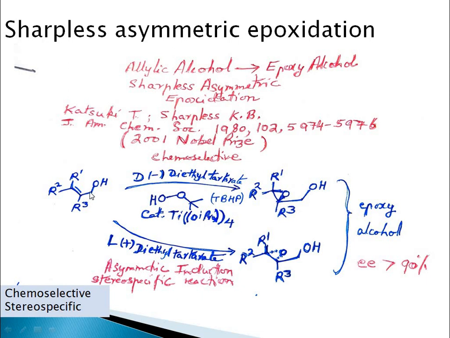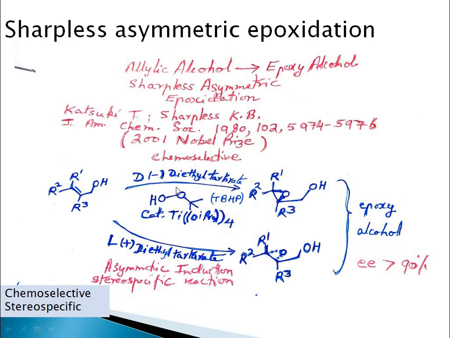So how does this epoxidation occur? This occurs by using diethyl tartrate and TBHP. TBHP is used to basically introduce the epoxide group, which is tertiary butyl hydroperoxide, TBHP. And at the same time, the catalyst which is used is titanium isopropoxide. Titanium, here, this is the one which is the catalyst. So there is displacement of isopropoxide ligand on titanium by DET, TBHP.